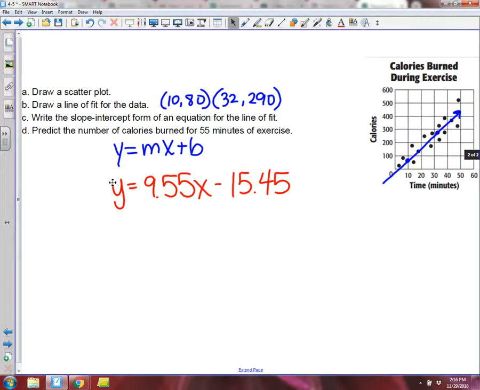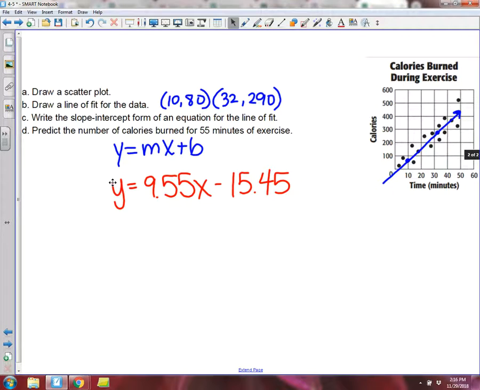Now, guys, you should make sure that this line makes sense. Where would you be beginning this line? Does it look like your line would cross down here in the negatives? Yes. So we're good to go. But there is a part D to this, folks, and you will be asked to do this in your homework as well. It says predict the number of calories burned for 55 minutes of exercise.